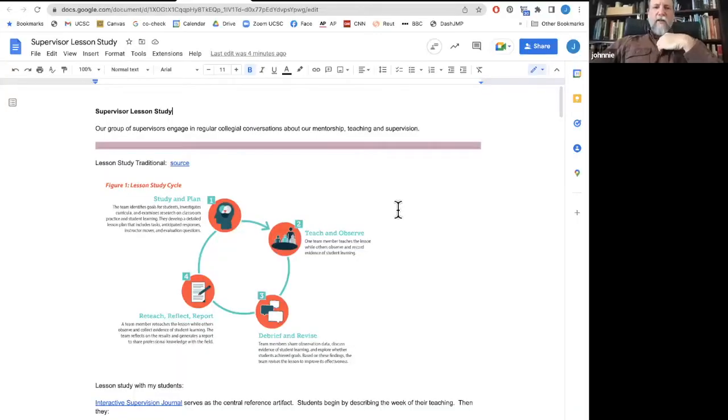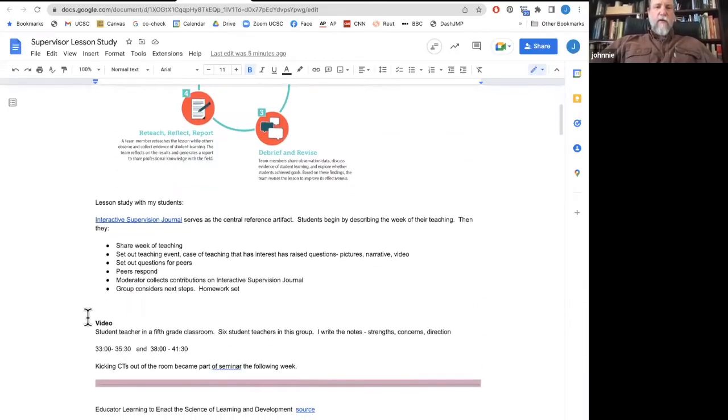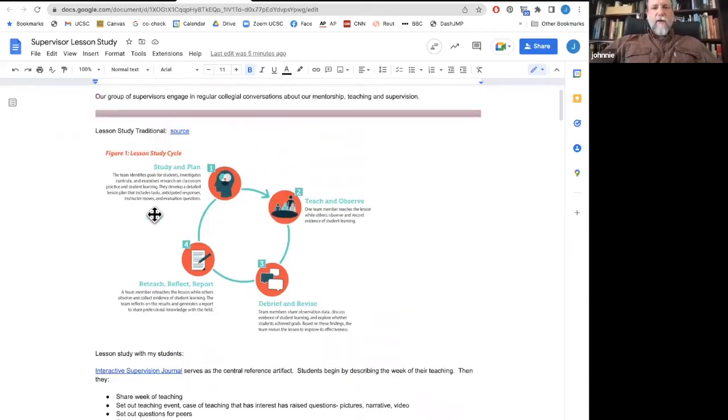So we call it lesson study, and lesson study comes from Japanese methods of constant improvement, especially in mathematics education. A lesson study cycle is usually study, plan, teach and observe, debrief, revise, reteach, reflect, and report. But the goals for lesson study are always just about constant improvement and collegiality, collegial conversation. So that's the essential thing we're working towards, is a collegial, constant conversation about our practice in terms of problems of practice.